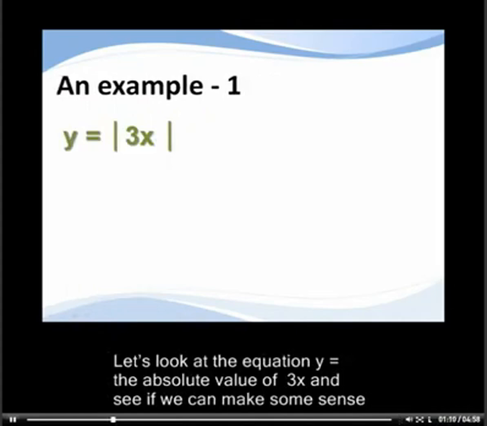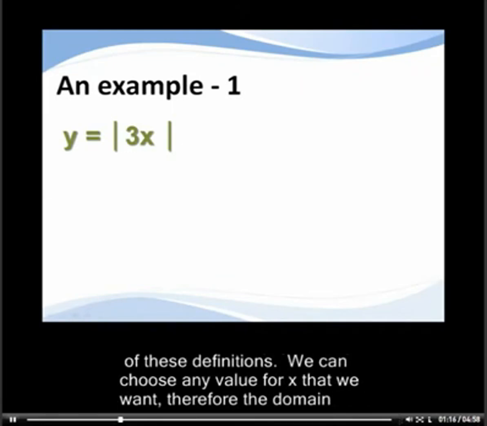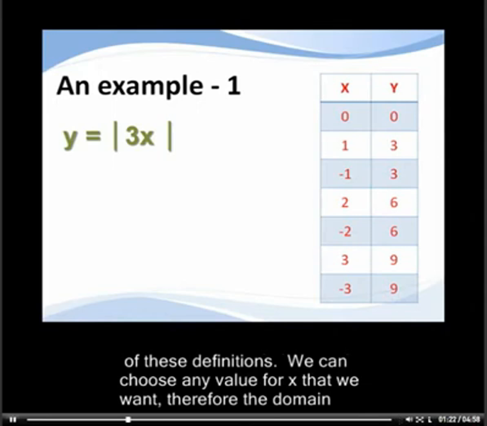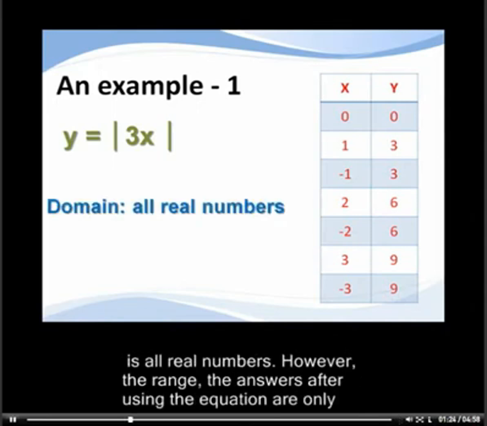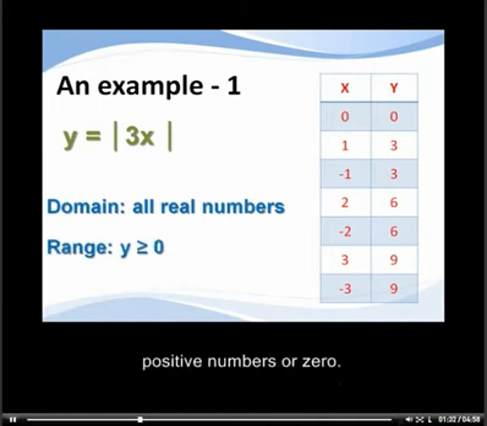Let's look at the equation y equals the absolute value of 3x and see if we can make some sense of these definitions. We can choose any value for x we want. Therefore, the domain is all real numbers. However, the range, the answers after using the equation, are only positive numbers or 0.